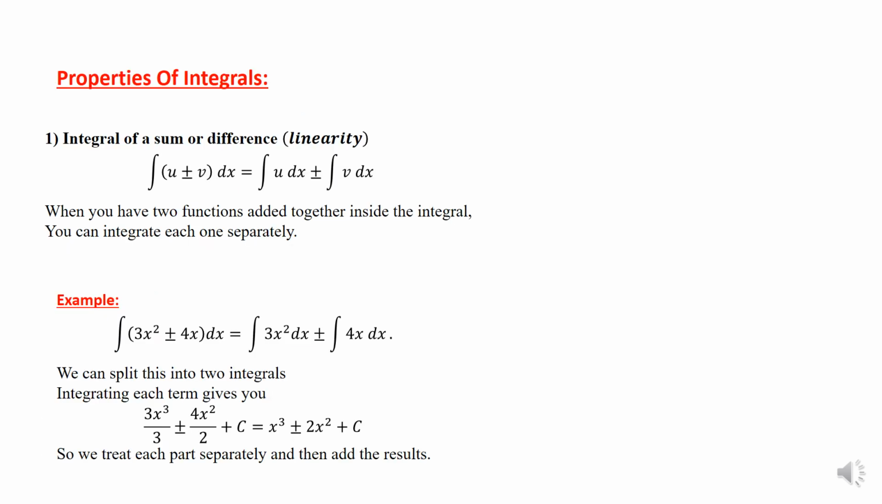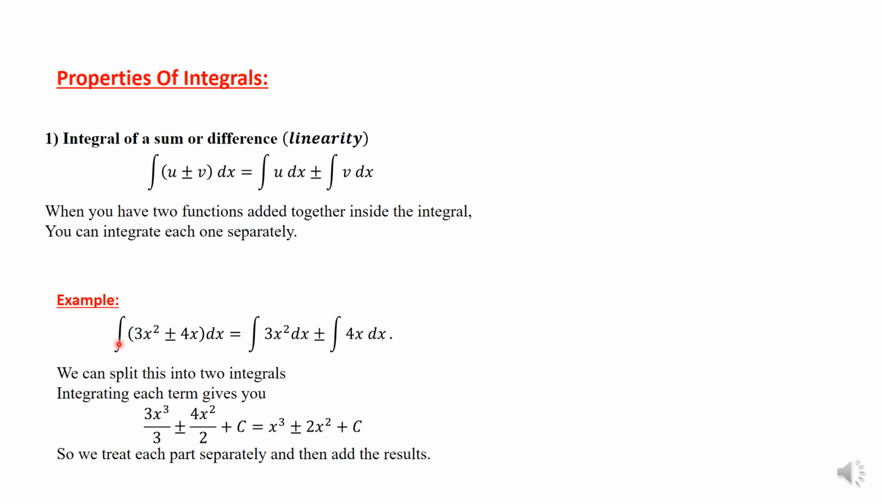Properties of integrals. Integrals have some properties. For example, integral of a sum or difference. The integral of the sum of two functions will be equal to the sum of the integrals of these two functions. So when you have two functions added together inside the integral, you can integrate each one separately. Integrals distribute over addition and subtraction, just like derivatives do. So instead of doing a big complicated integral, you can break it into small ones.